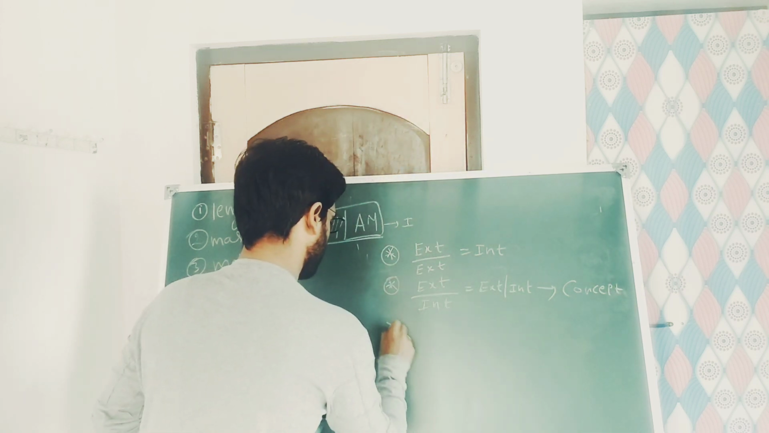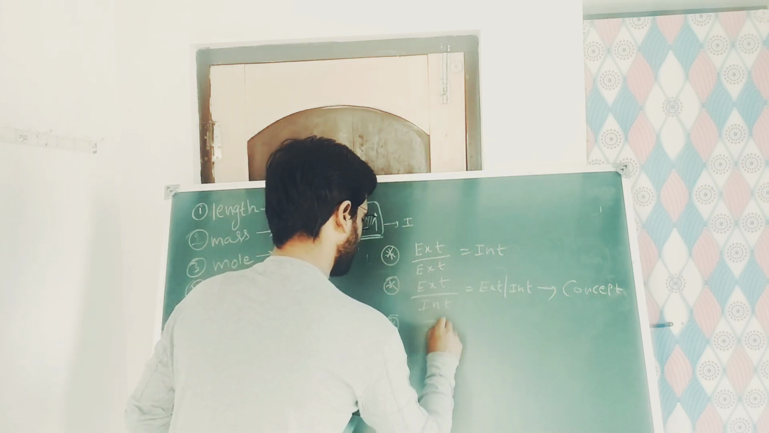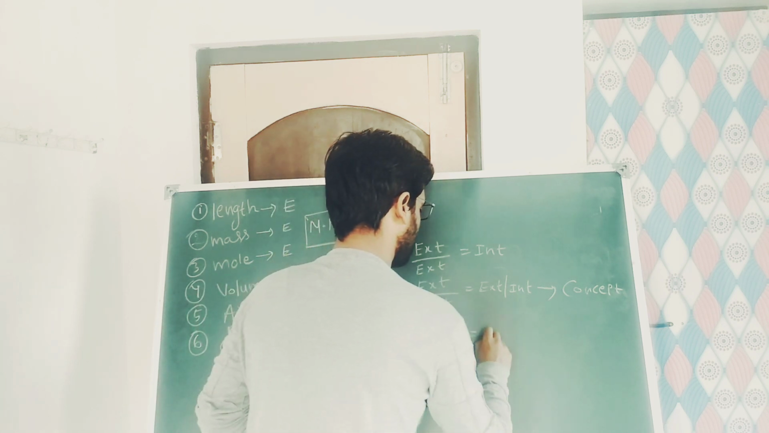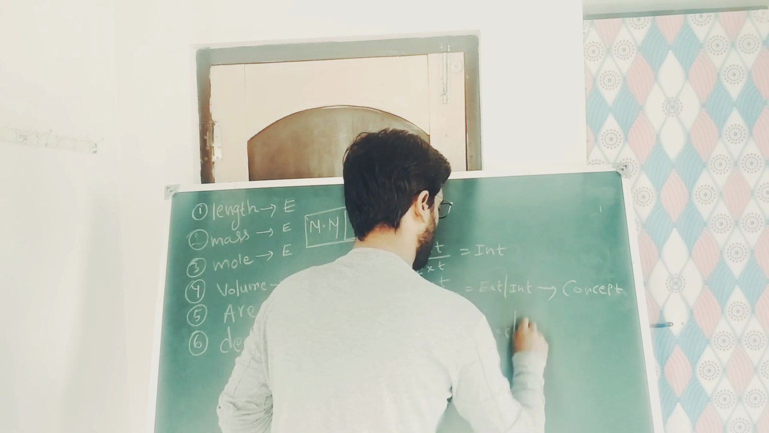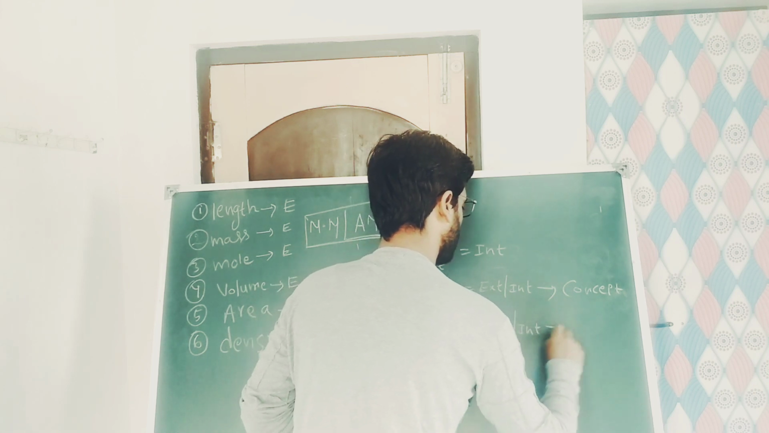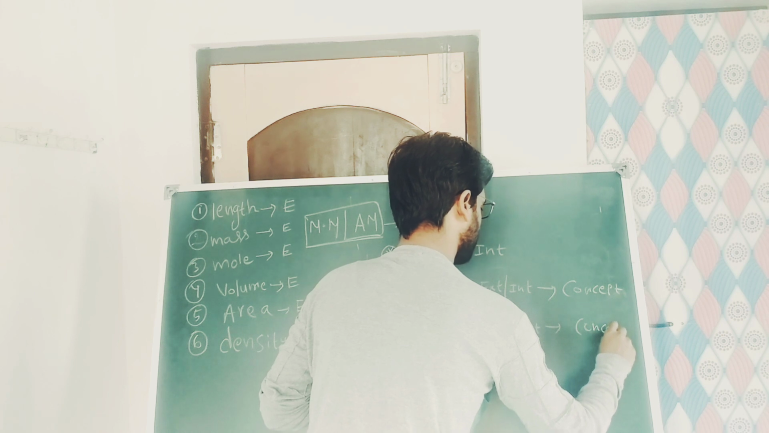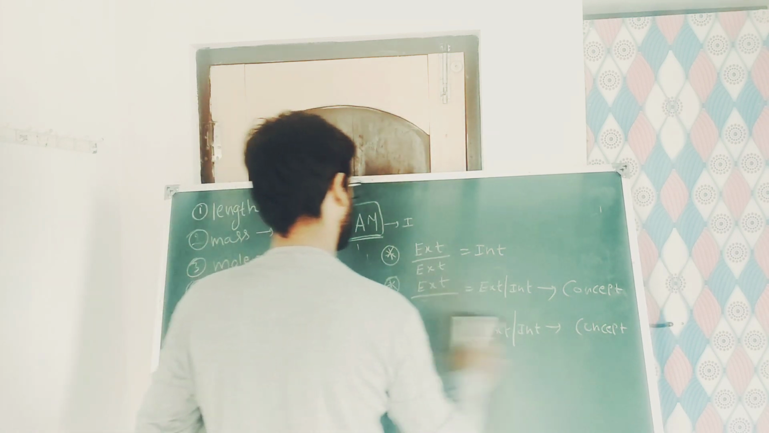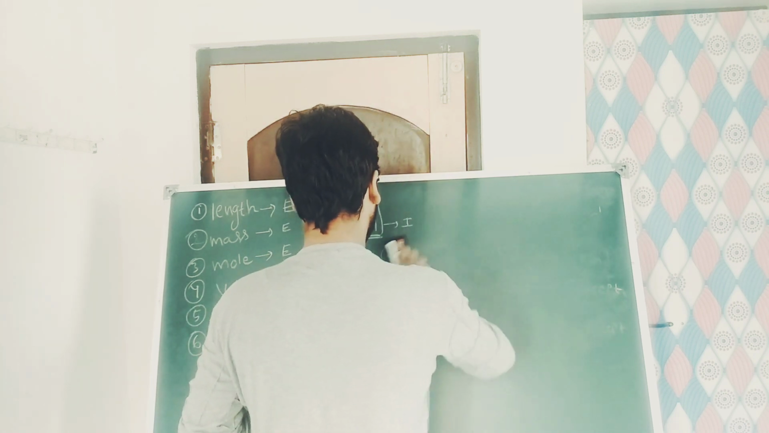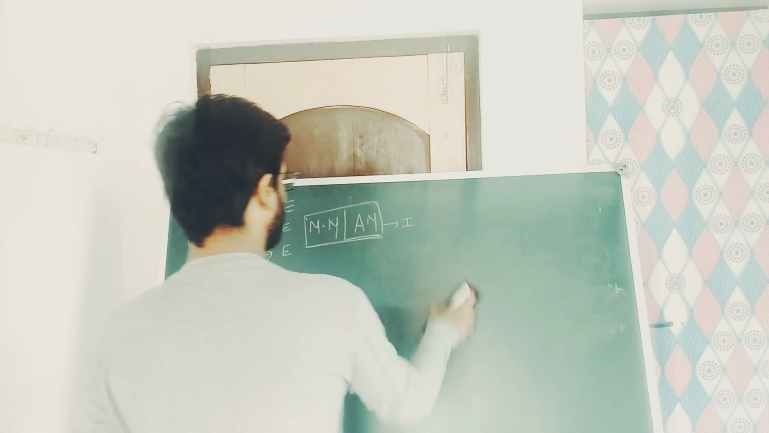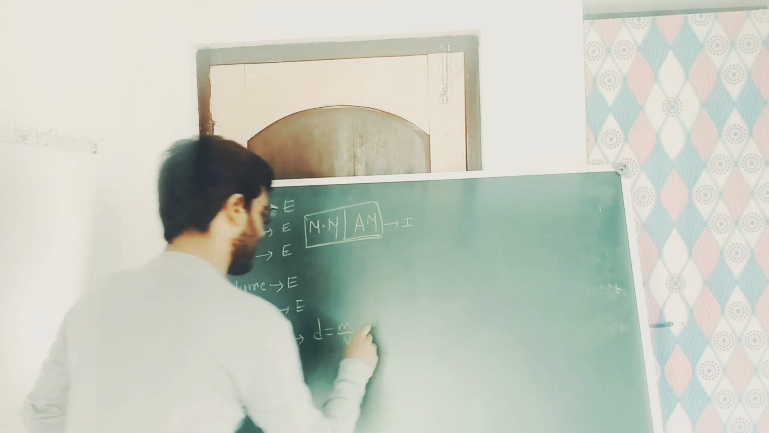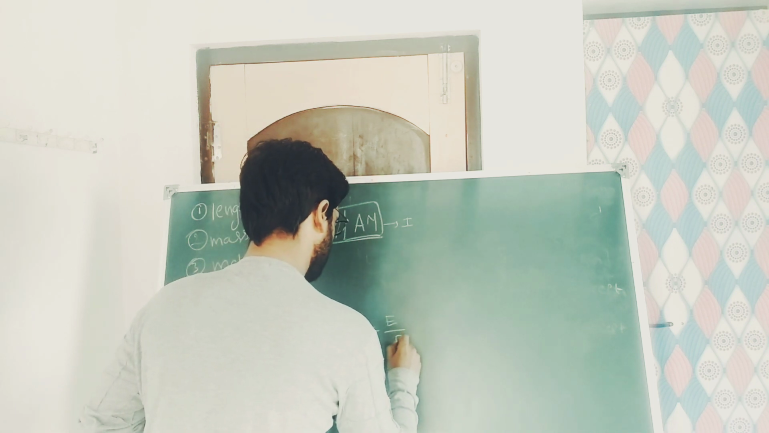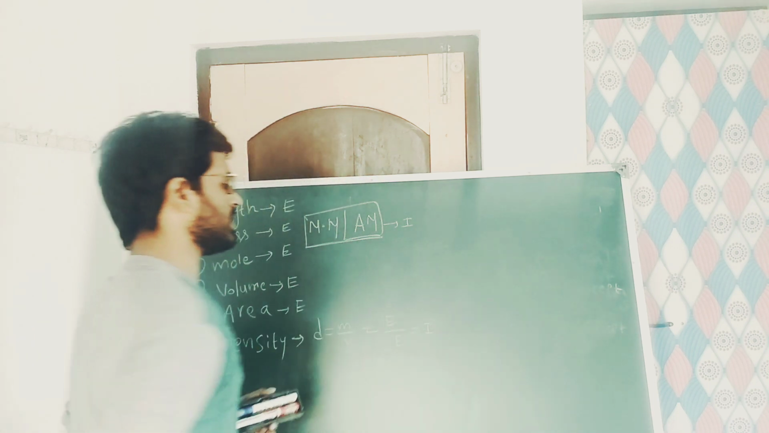Again, intensive by extensive is again either extensive or intensive. So here also you have to go through the concept. Clear? These points you have to remember. Now see, density equals mass by volume, this is the formula. Now mass is an extensive property, volume is an extensive property, so density is an intensive property.